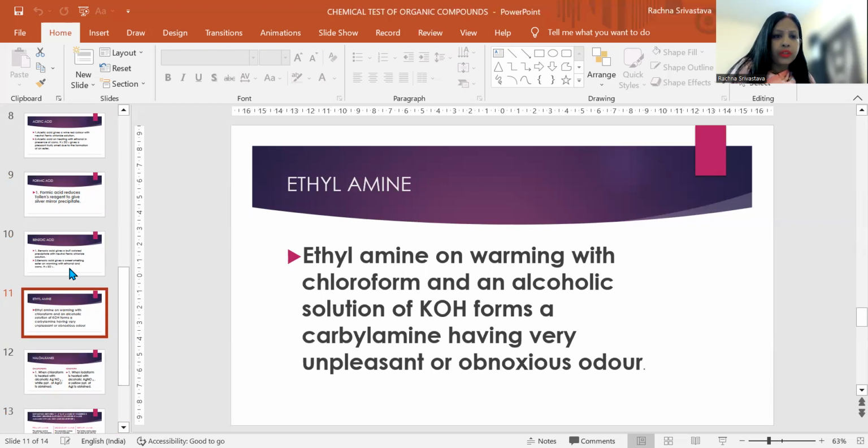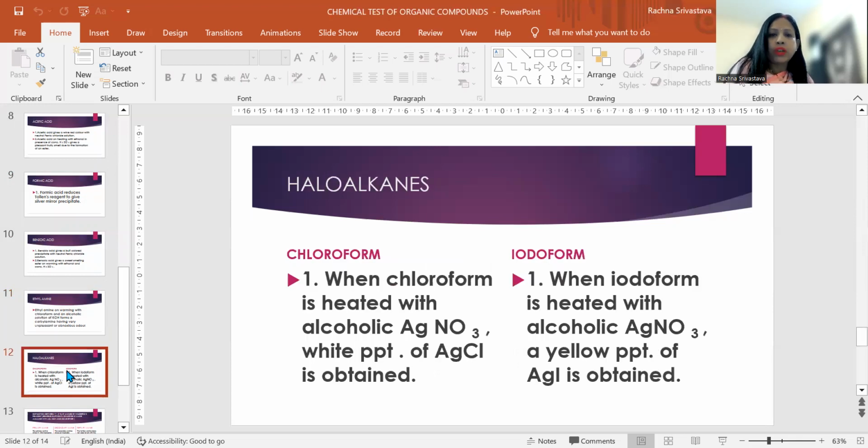Then comes your ethylamine. On warming with chloroform and an alcoholic solution of KOH, it forms a carbylamine having a very unpleasant or obnoxious odor. This is your carbylamine test. Ethyl isocyanide is formed, that is why. Then comes your haloalkanes, chloroform, when heated with alcoholic silver nitrate. Alcoholic is important. It gives a white PPT of AgCl, whereas iodoform with alcoholic silver nitrate gives a yellow PPT of silver iodide.